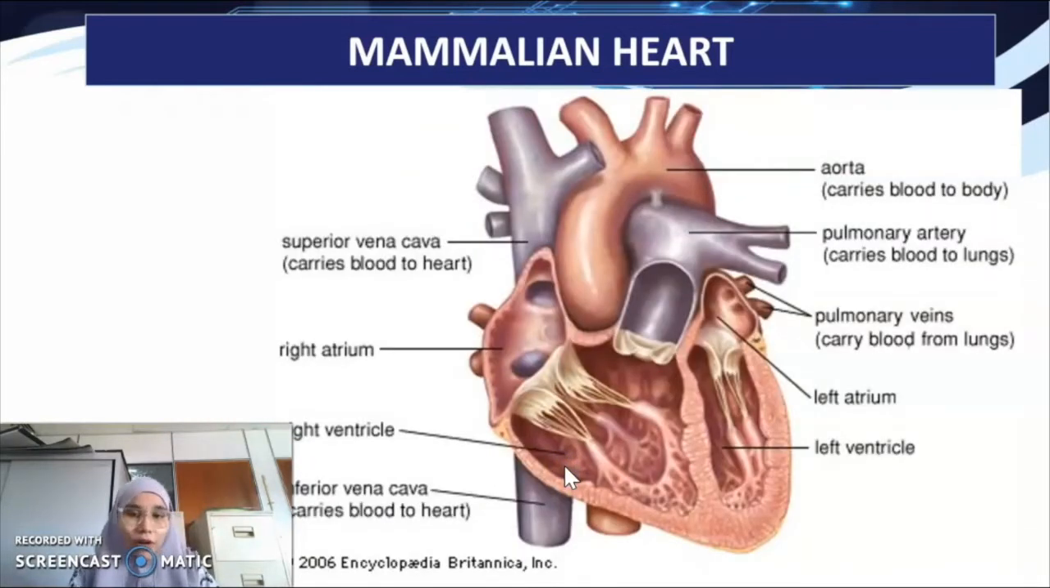This is the structure of a mammalian heart. It consists of the aorta, which carries the blood to the body, the pulmonary artery, which carries the blood to the lungs, the pulmonary veins, which carry the blood from the lungs, the left atrium, the left ventricle, the superior vena cava, which carries the blood to the heart, the right atrium, the right ventricle, and the inferior vena cava, which also carries the blood to the heart.